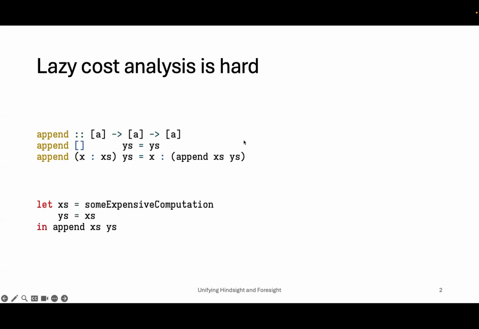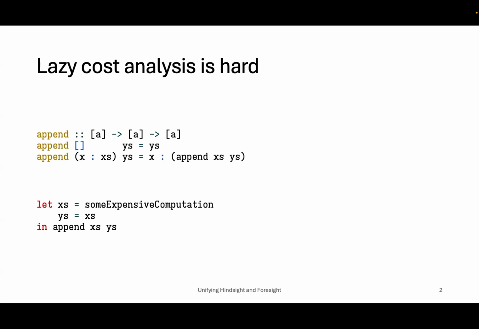If I instead say that Xs is equal to some expensive computation, and Ys is equal to Xs. Well, then when I go to append them, I'll have to evaluate Xs once. But then when I go to evaluate Ys, it's essentially the same as Xs, right? So I don't actually have to do anything to evaluate it all the way down to a value.